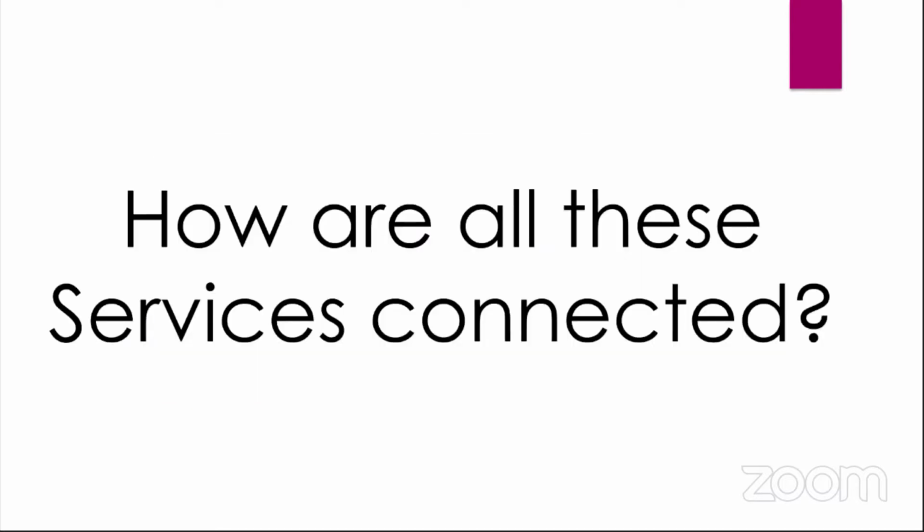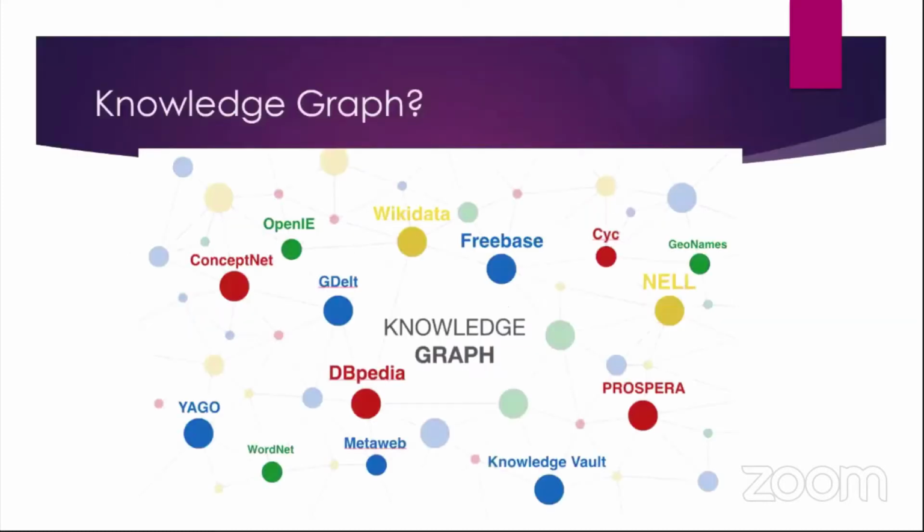So it really got me thinking, how are all of these services connected? How does S3 relate to EC2? How does Lambda relate to Lustre or ECS? All these different components thrown together, how are they connected? So this made me look up knowledge graphs.